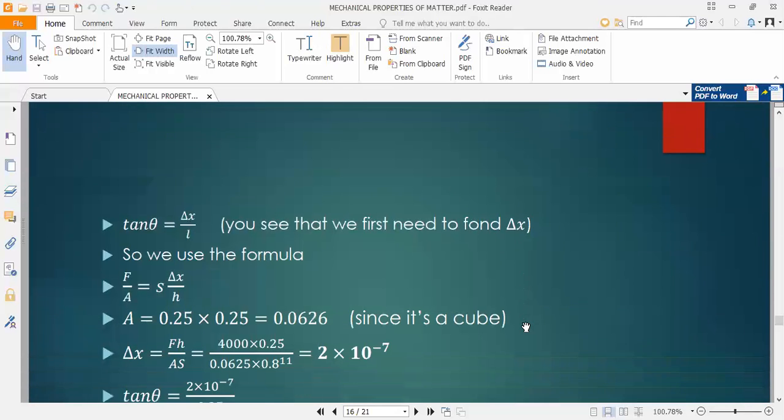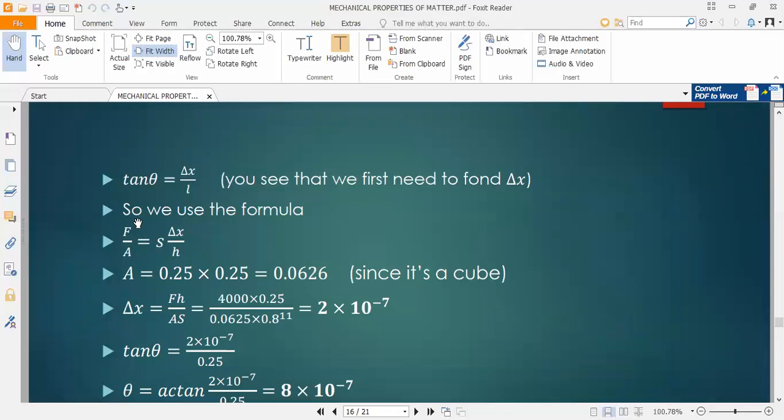So how can we find this change in length? We use the formula that we talked about earlier on. So this is shearing stress. Shearing stress is equal to shearing modulus multiplied by the change in length over the height. All right. And so we need the area, right? We need to compute the area.